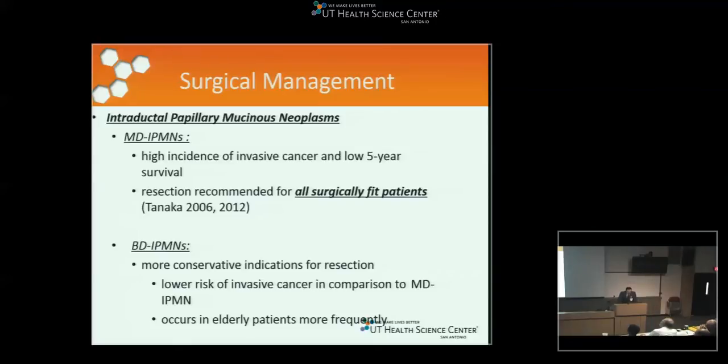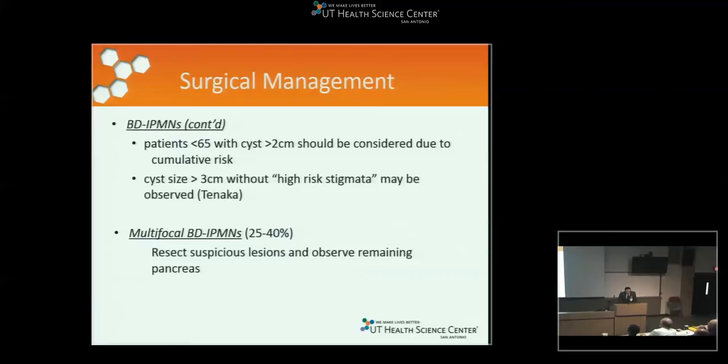But branch duct IPMNs, as I've mentioned, are the most commonly diagnosed neoplasms, but also carry the lowest incidence of invasive cancer. So more conservative indications for resection are employed. They also occur more frequently in elderly patients. So when evaluating branch duct IPMNs, it's recommended that patients less than 65 with cysts greater than 2 centimeters be considered due to the cumulative risk. However, cysts greater than 3 centimeters without high-risk stigmata be observed.